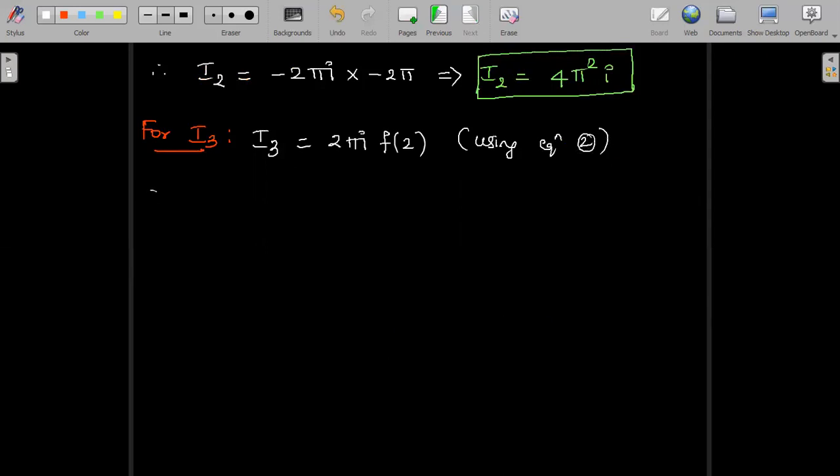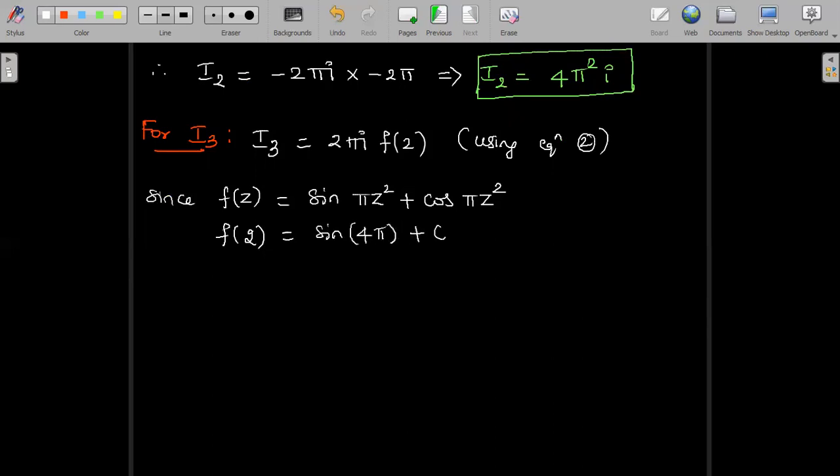Right, now what is f of 2? Since f of z is equal to sine pi z square plus cos pi z square, f of 2 will be equal to, with z equal to 2, sine of 4 pi plus cos of 4 pi. Sine n pi is equal to 0, so 0 plus cos 4 pi is 1, so here the value is 1. Therefore, I3 will be equal to 2 pi i into f of 2, which is 1. Hence, we can block the answer for I3. Finally, answer for I3 will be equal to 2 pi i.